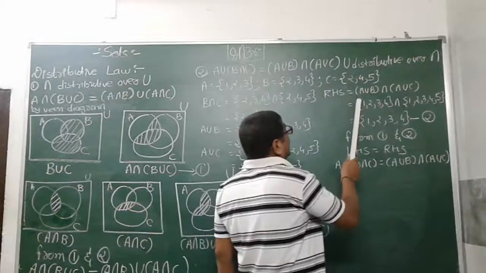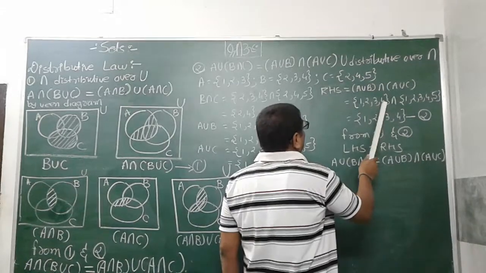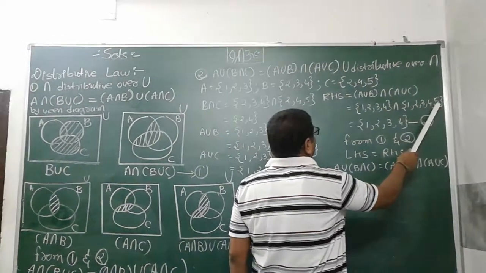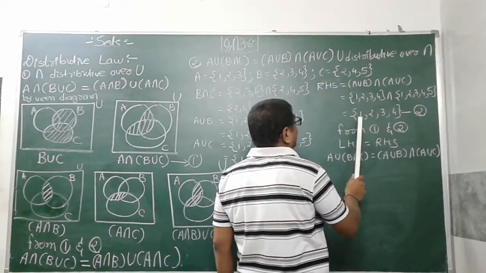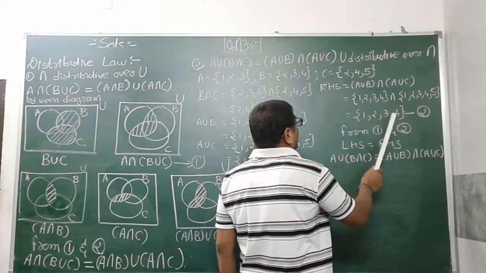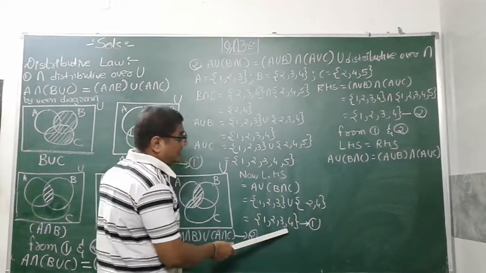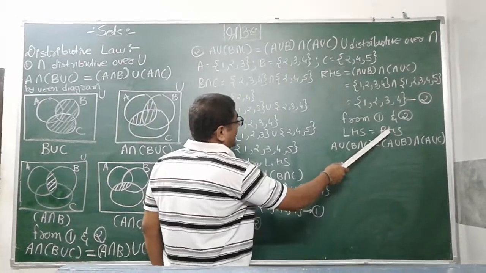Now we have to take A union B. That is A union B, means {1, 2, 3, 4}, intersection A union C, that is {1, 2, 3, 4, 5}. So which elements are common in both? So 4 elements. They are 1, 2, 3, 4. That is statement number 2. From statement number 1 and 2, we can say that LHS is equal to RHS.